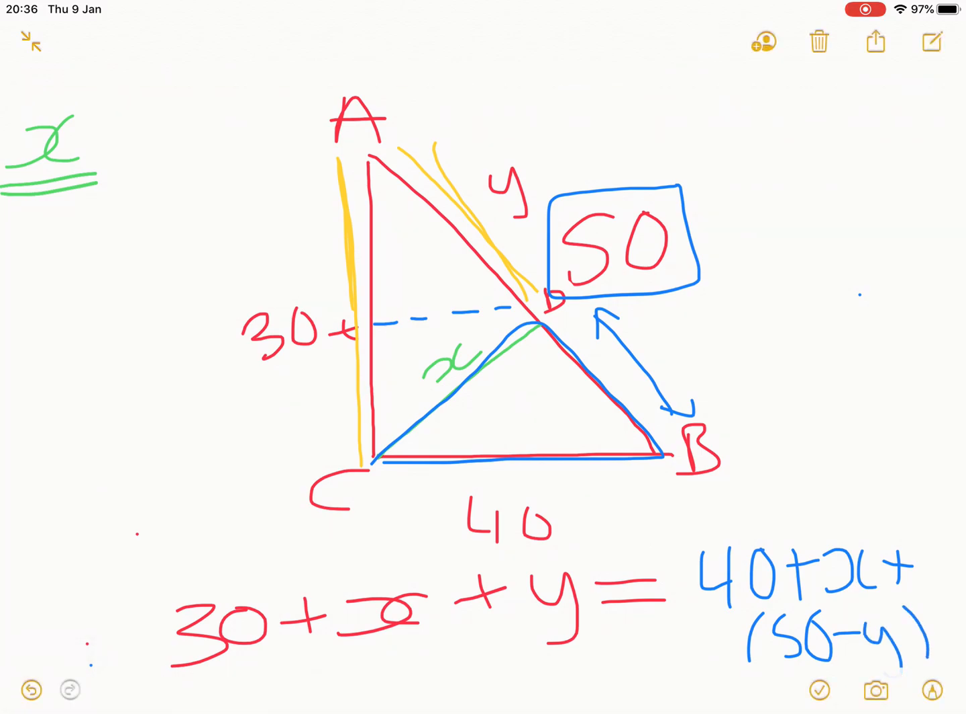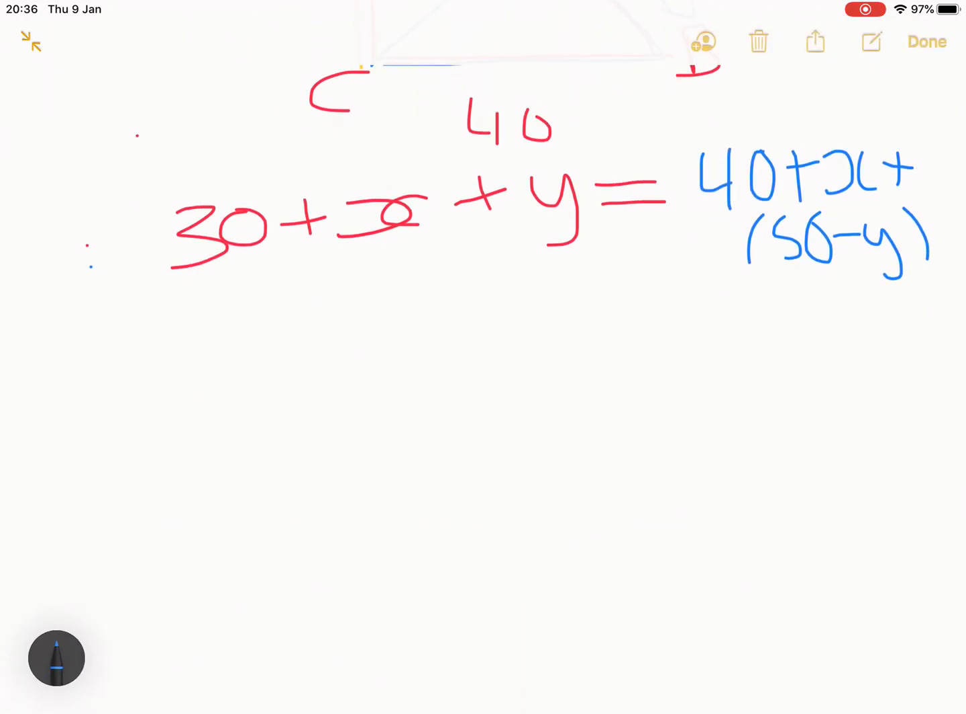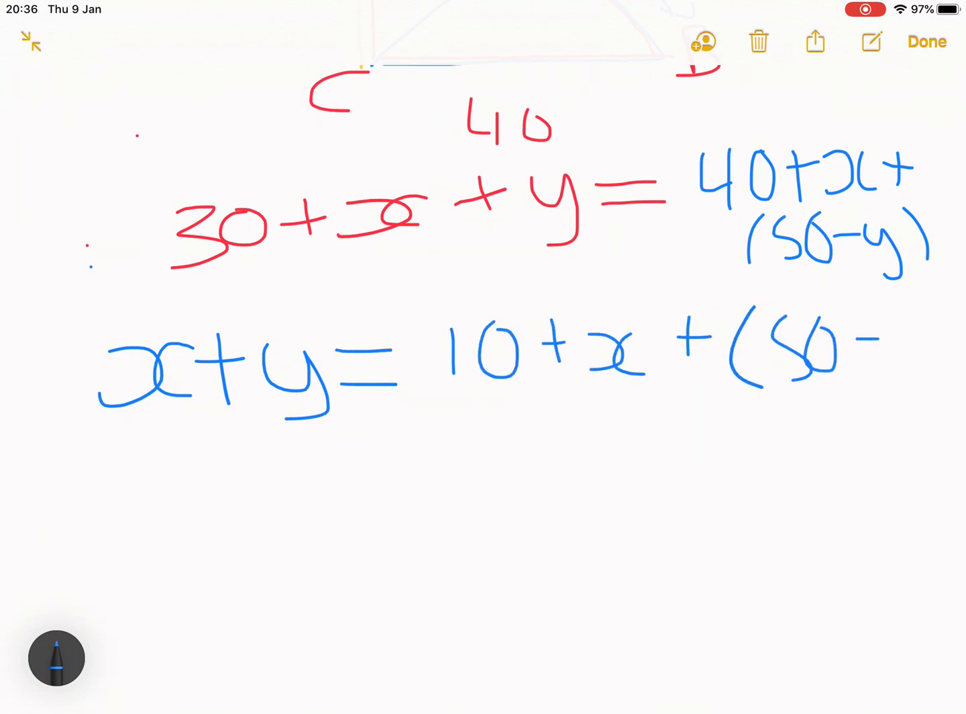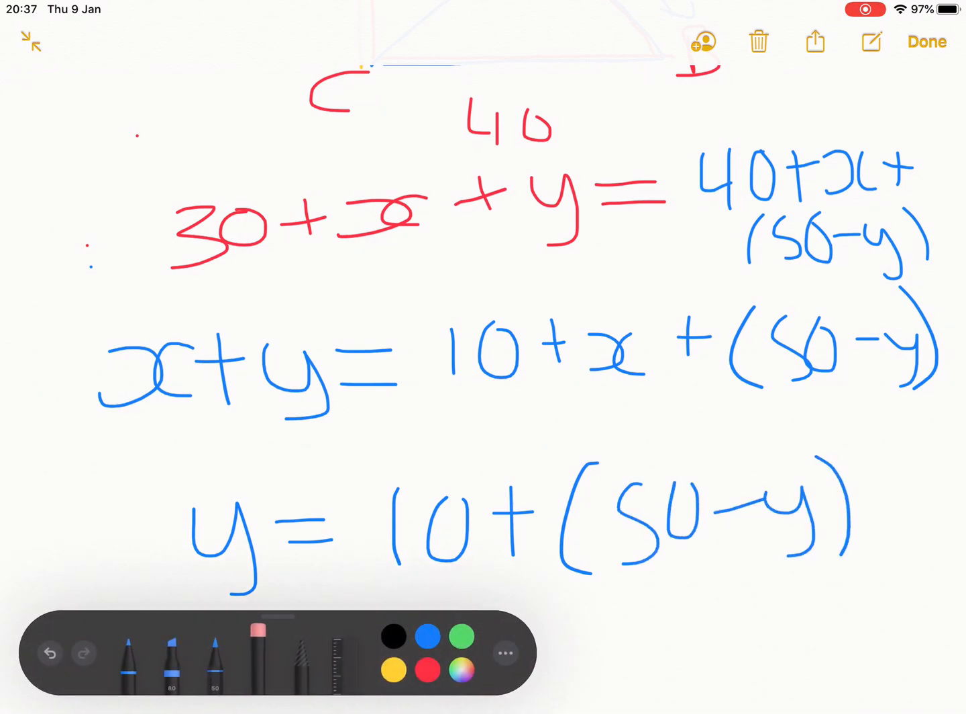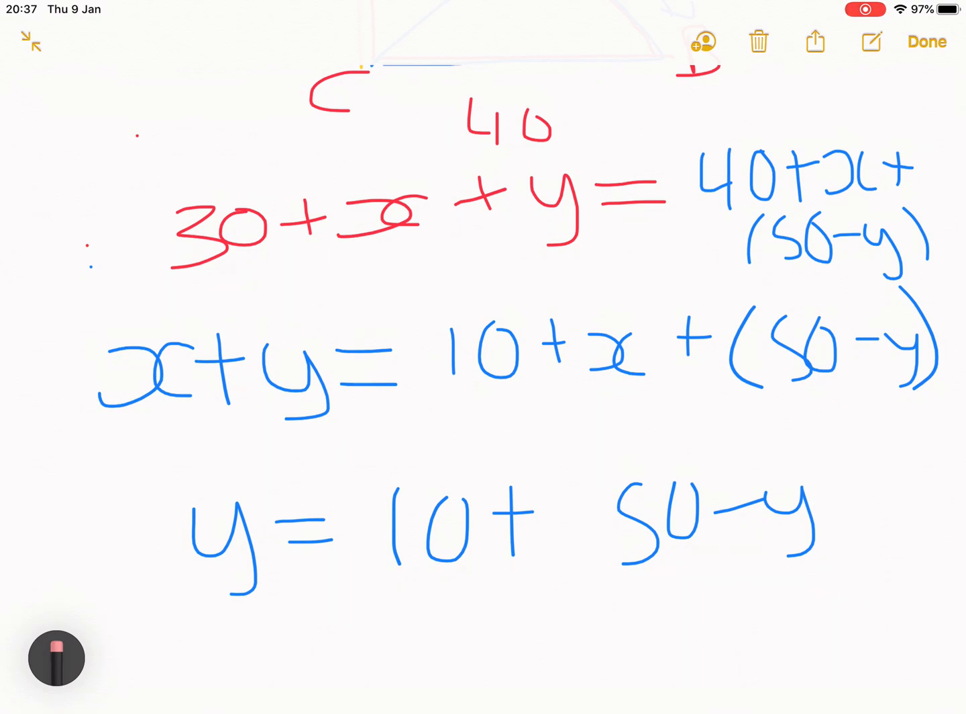You can solve this equation. So we can put all our like terms together. So for example, we can put 30 onto the other side. So you're just left with x plus y equals 10 plus x plus 50 minus y. And then when our x is minused, the x goes to the other side, the x's just cancel out. So then you just have y equals 10 plus bracket 50 minus y. And essentially our brackets can be taken out now. So it is just 10 plus 50 minus y.